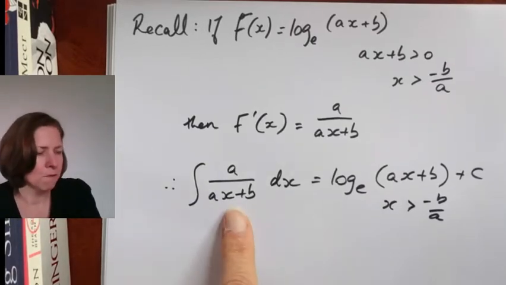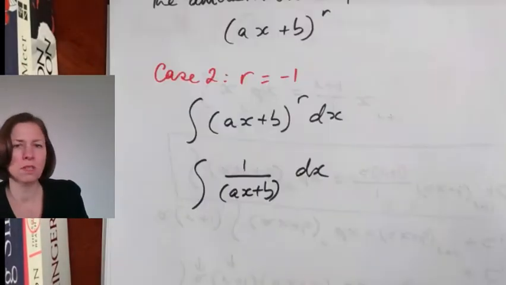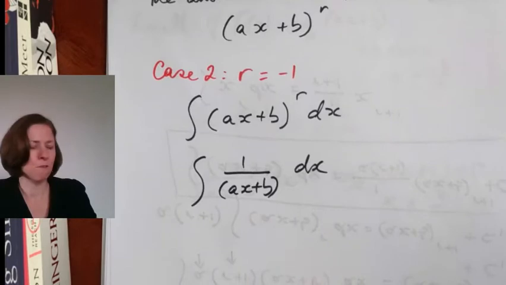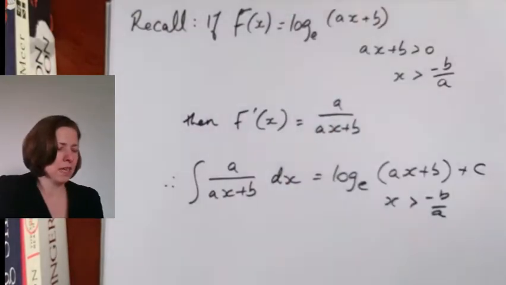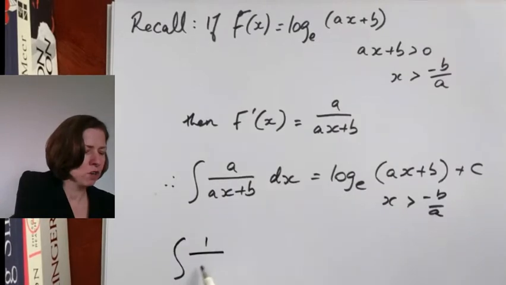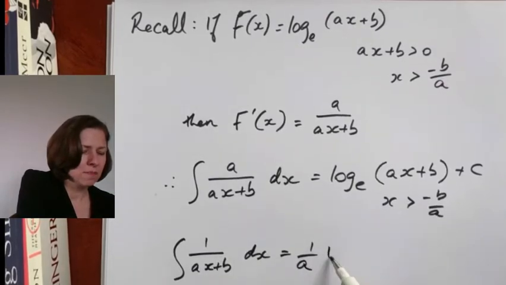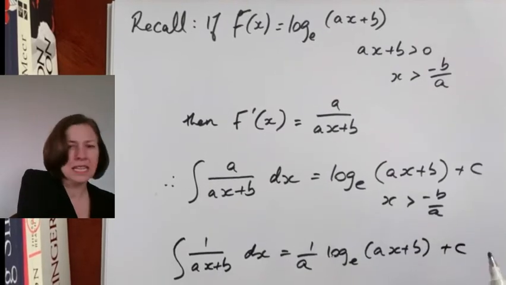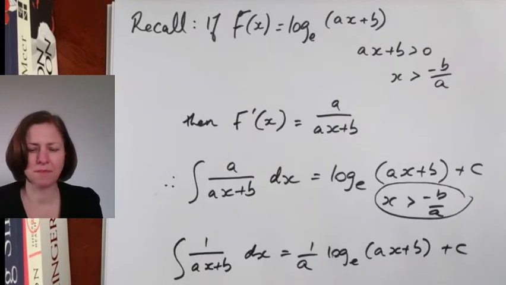But I'm not looking for this. If you recall, what I'm looking for is 1 over ax plus b. Well, the only difference is the factor of a on the numerator. So if I write the integral of 1 over ax plus b dx, then that's going to equal 1 over a times log base e of ax plus b plus c, but again, remembering this restriction on my domain.